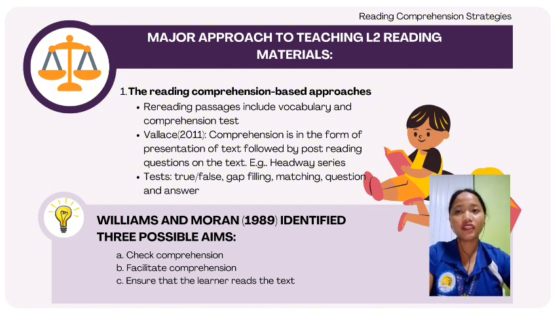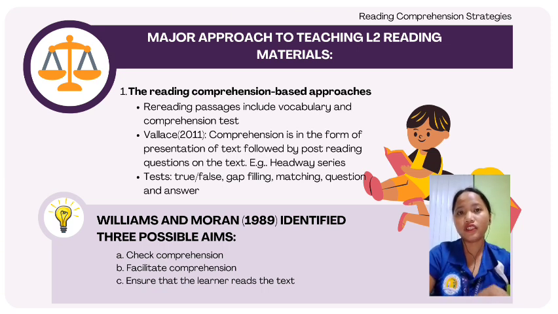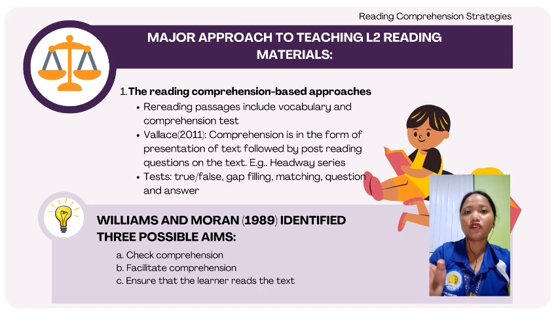Objectives of this approach. Williams and Moran, 1989, identified three main goals. The first is check comprehension. This is to assess whether the student has understood the text. Second is facilitate comprehension. This is to guide learners to understand the text more effectively. And the last one is to ensure that the learner reads the text. So this is to motivate students to engage with reading materials.